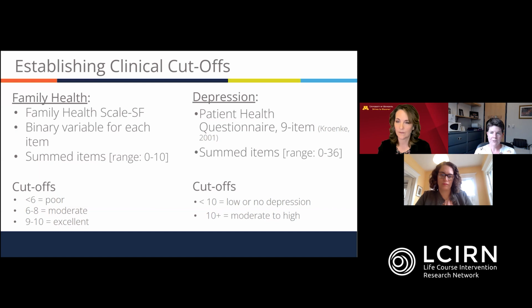And with establishing these cutoffs, we included both our sample of 1,050 adults that we recruited through Qualtrics and also the MTurk sample of 500. So we had 2 samples that we could look at that both included this family health scale. And then they also included the PHQ-9, which is a measure of depressive symptoms. For the family health, we looked at the 2 samples and together established cutoffs of scores below 6 was poor family health, 6 to 8 was moderate, and 9 to 10 was excellent. And that was based on the distributions of those 2 samples with the FHS.